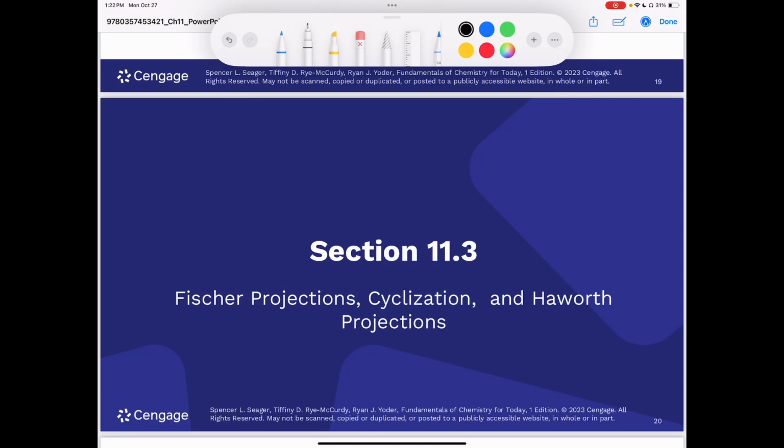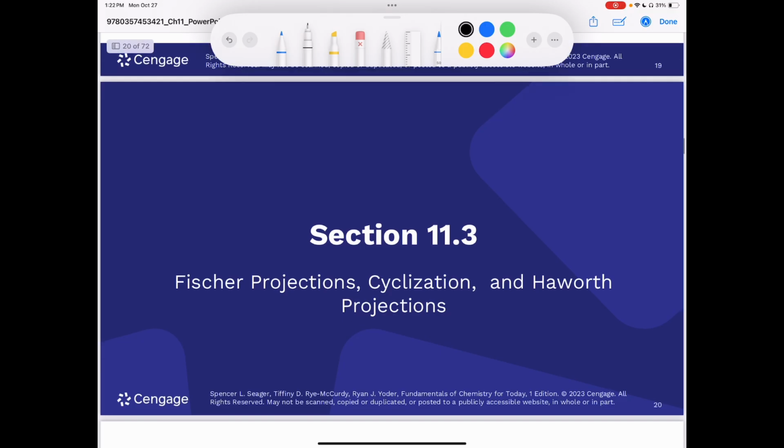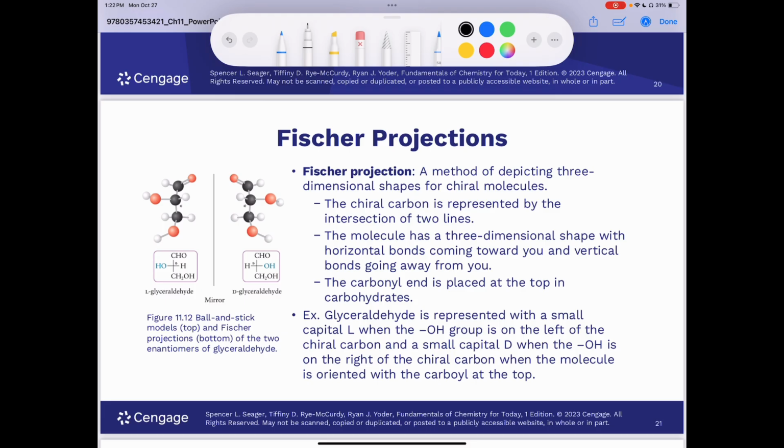Section 11.3 is where we're going to cover Fisher projections, cyclization, and Haworth projections. So we're going to start out with Fisher projections. And what is a Fisher projection? Well, a Fisher projection is a method of depicting three-dimensional shapes for chiral molecules.